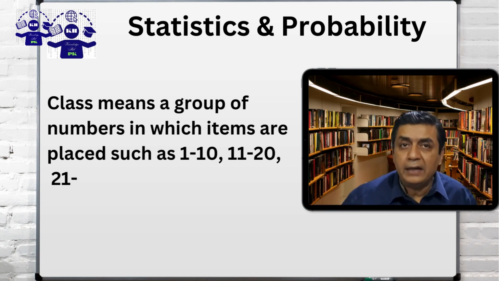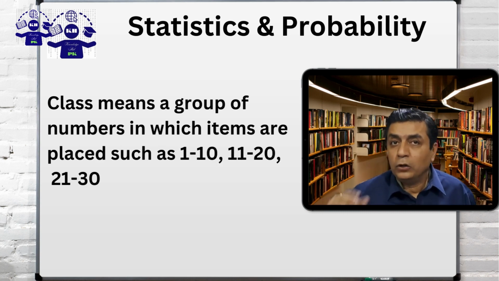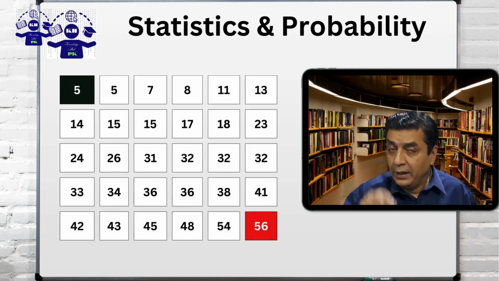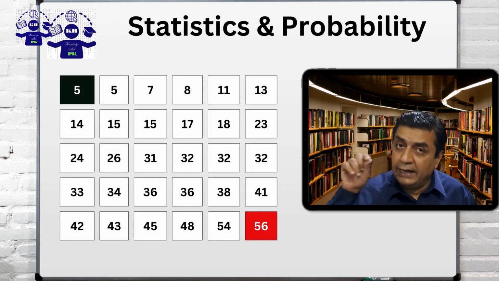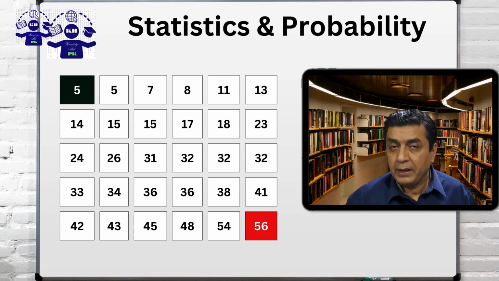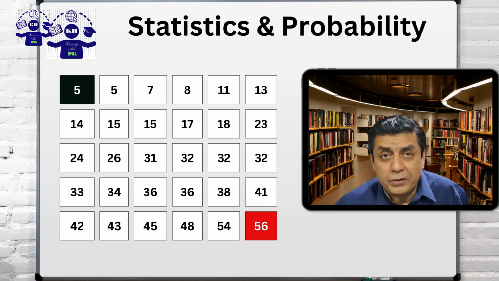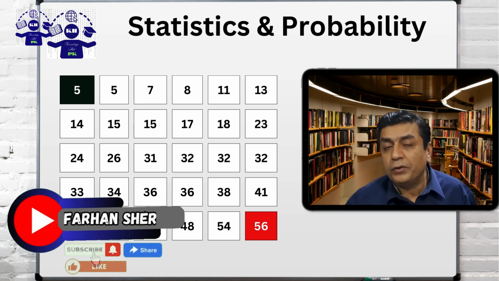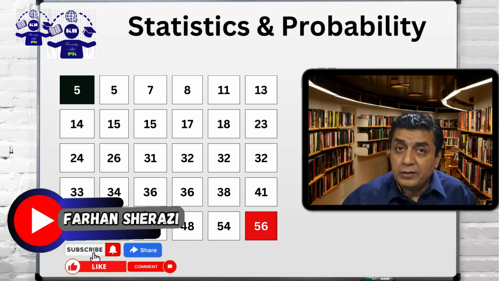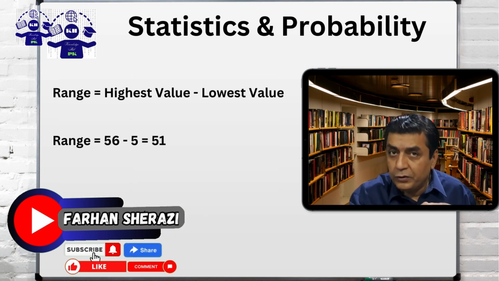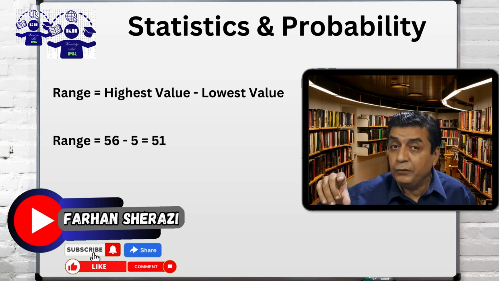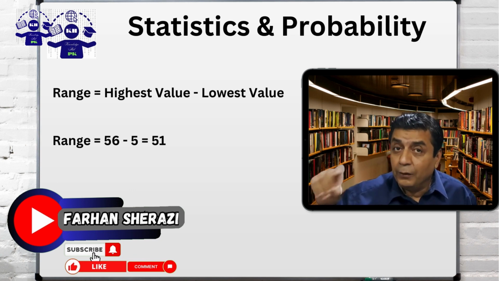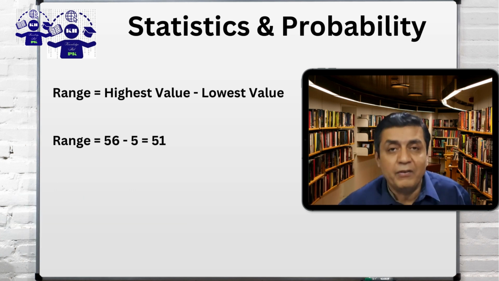We need to first calculate the range. To calculate the range, we need to see the highest value in our dataset and the lowest value in our dataset. Our dataset tells us that the highest value is 56 and the lowest value is 5. So range is the difference between the highest and the lowest value. If we subtract 5, the lowest value, from 56, the highest value, we get a range equal to 51.